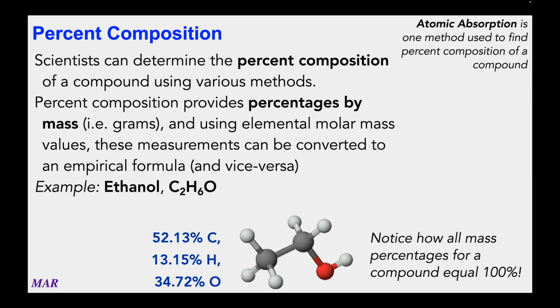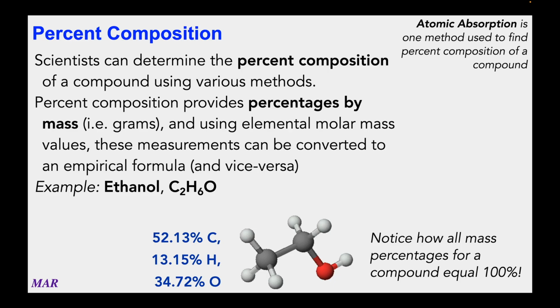One of the types of analysis that chemists will send away these unknown chemicals for is called a percent composition. And there's various ways to do a percent composition, or percentage by mass analysis. Atomic absorption is one method, but there are several of them. Anyway, you'll end up then with these percentages of the elements in the compound. So at the bottom down there is an example of ethanol. Ethanol has a molecular formula of C2H6O, and you can see that that compound is 52.13% carbon, 13.15% hydrogen, and 34.72% oxygen.